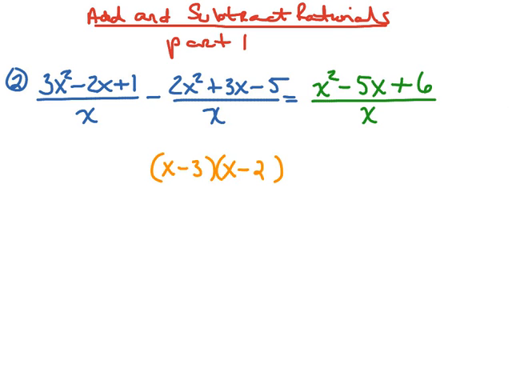Negative 3 times a negative 2 gives me a positive 6, and a negative 3 plus a negative 2 add up to a negative 5. Therefore, these are my factors of x squared minus 5x plus 6. The denominator x cannot be factored. Now if you look at what I have here, you'll notice there are no common factors that I can cancel out. Therefore, this rational expression cannot be reduced.